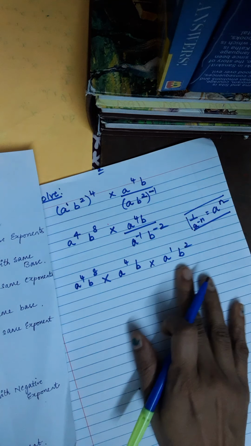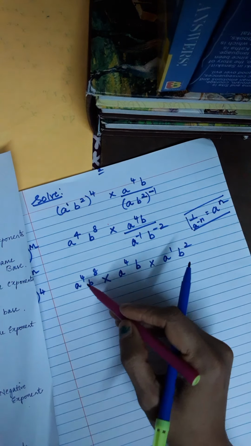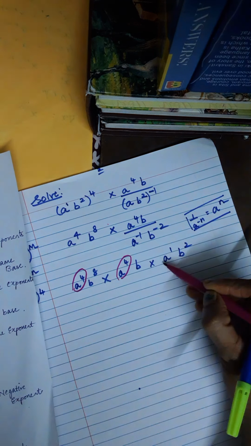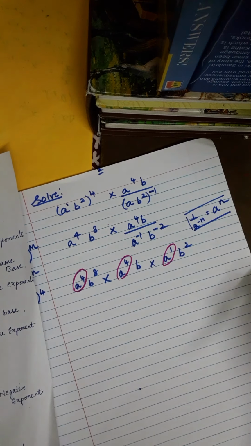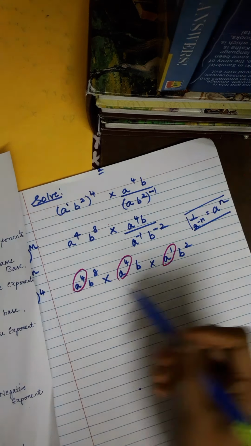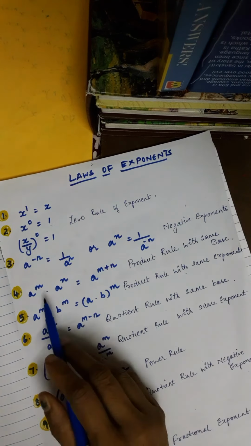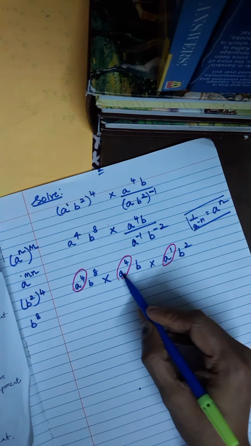So now I'm going to solve. So how do I solve? I'm going to first group all my like terms. For example, this is a, so a and a. What rule applies here? Here you will have to apply a product rule with the same base. So I've got the same base. I'm going to apply the product rule with the same base. It is a to the power m into a to the power n.